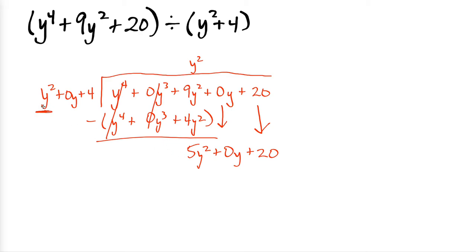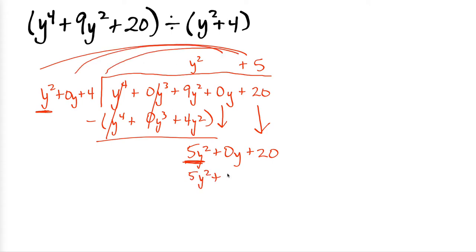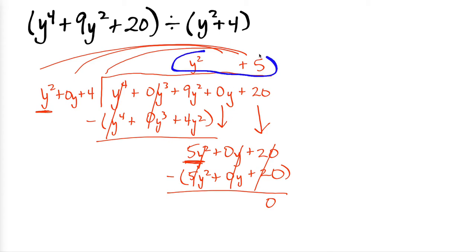Perfect. So I want to know what to multiply y squared by to make it 5y squared. And it'd be plus 5. And I'm going to write it at the term I'm currently on. Okay, so now I'm going to take the plus 5 times all the things, and I would get 5y squared plus 0y plus 20. I should have picked some that didn't work out perfect. Oh, wait, never mind. Okay. Cancel, cancel, cancel. Perfect. So your answer that you would give is y squared plus 5.